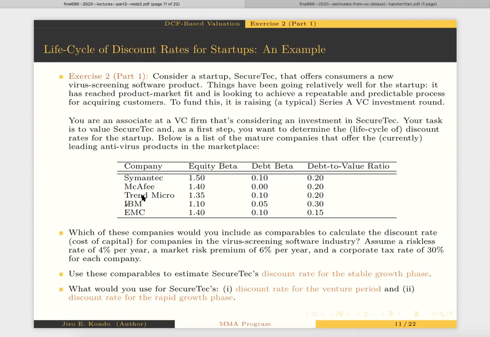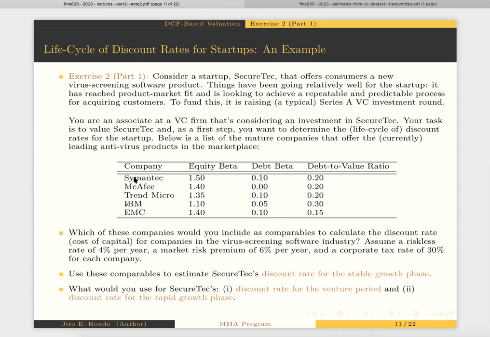So all we're going to do now, given that we've decided these are the three companies that we'll use as mature company comparables for SecureTech, because these three are mature companies. They were companies that had all gone public at least 5 years before this valuation gets done. McAfee, by the way, has since been, I think, acquired by Intel, so it's no longer a standalone public company, but when this problem was designed, it was.